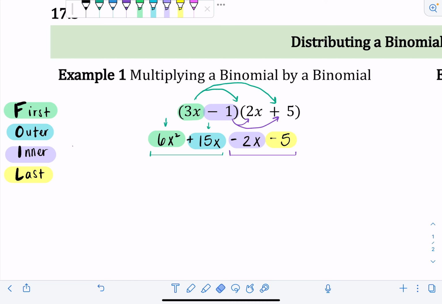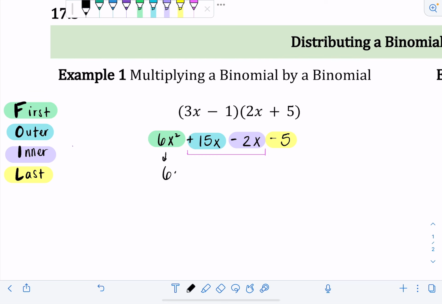Okay, and then after we FOIL, we just always want to check for like terms to see if there's anything we can combine. So like terms are terms that have the same power over the same variable. So our like terms would be the 15x and the 2x. So I would bring down the 6x squared, and then if I want to combine the 15x and the 2x, we just combine, like add or subtract, their coefficients, the numbers in front. So I would do 15 minus 2. 15 minus 2 is 13, and then the x part stays the same.